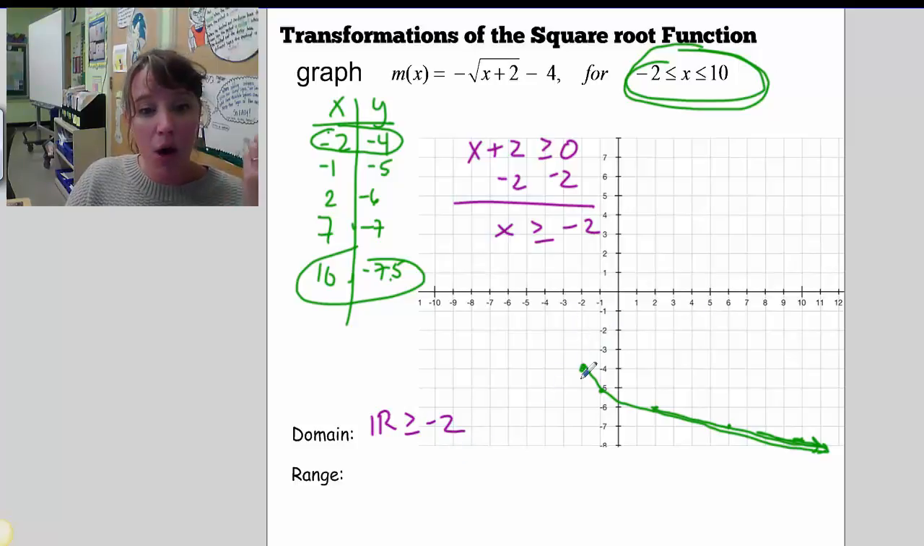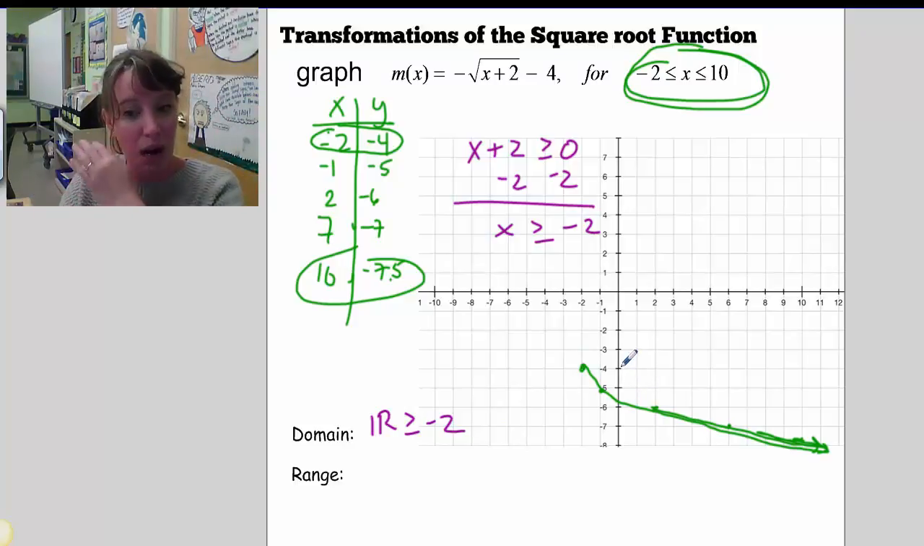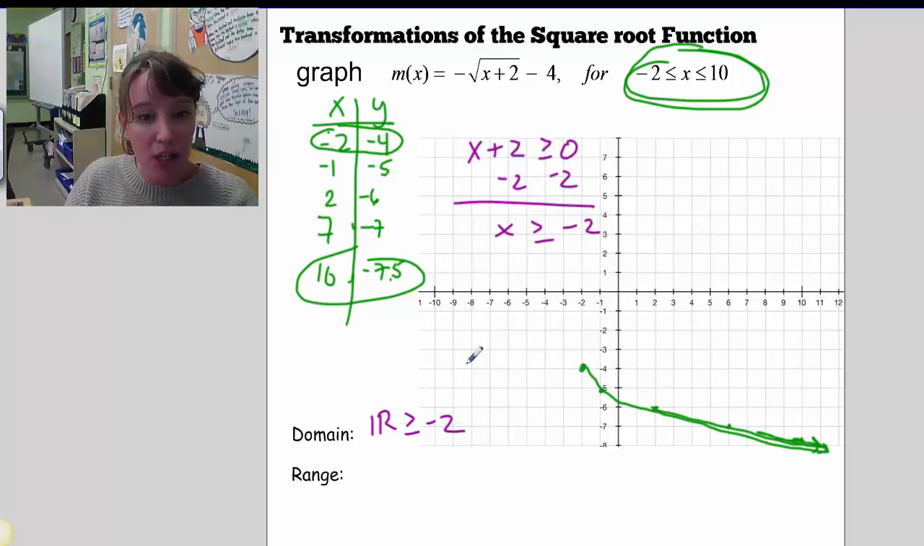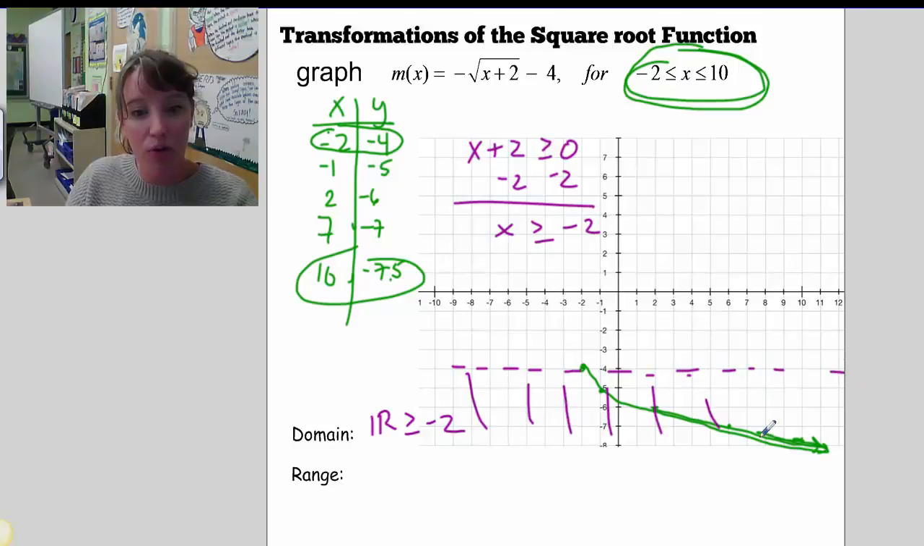All right. Now my range is a little strange, because it's been reflected, so it's getting my negative y values, not positive y values. Imagine I drew a vertical, a dashed line here. My range is any value of y below -4. So my range is all real numbers less than or equal to -4, okay?